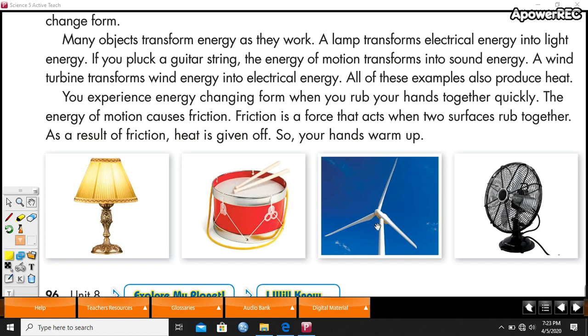The third is a wind turbine. Wind turbine, what is the energy transformation? A wind turbine transforms wind energy into electrical energy. And the last is an electric fan. I think you have an electric fan at home. Now, what is the energy transformation? Yes, electrical energy transforms into motion.